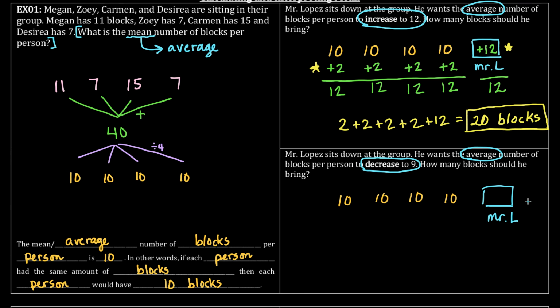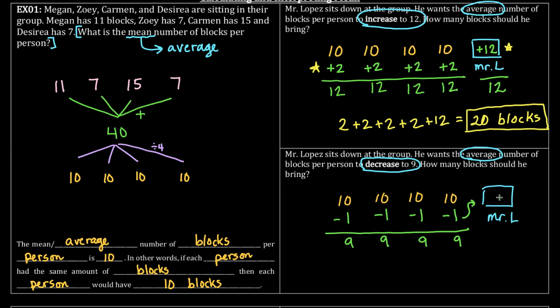So we want theirs to decrease. We need to take 1 from each person so that they all have 9. But the problem is you can't just get rid of them. They have to go somewhere. So basically, these extra ones they have all come to me.